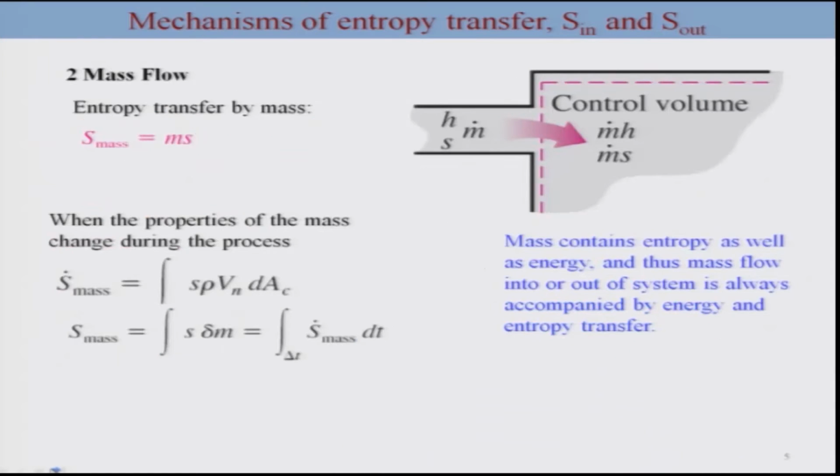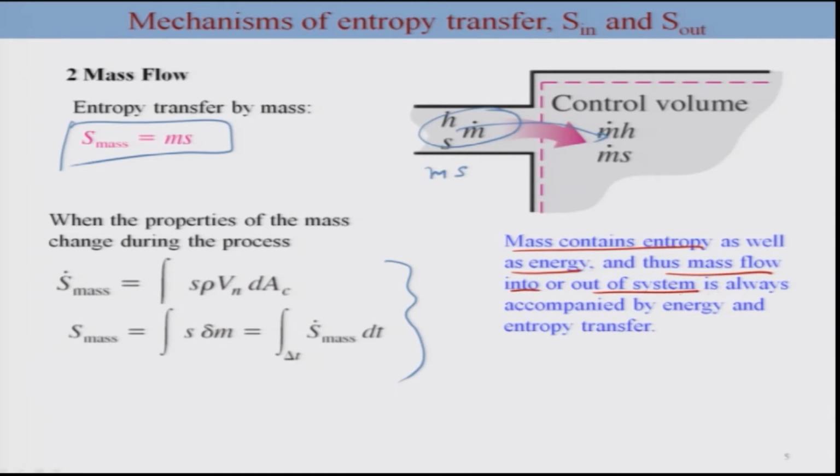Let me look at the second aspect, that is mass flow. Entropy transfer due to the flow of mass in the control volume is simply the mass m multiplied by the entropy per unit mass corresponding to the flow. If the properties are not constant, that means they are changing during the process, then we make use of the definition as we have done for other properties during the discussion of control volume. Thus mass contains entropy as well as energy, and mass flow in and out of the system is always accompanied by energy and entropy transfer.